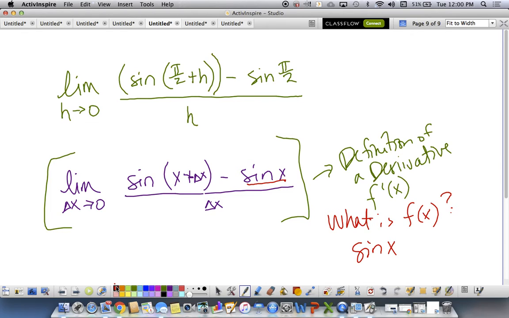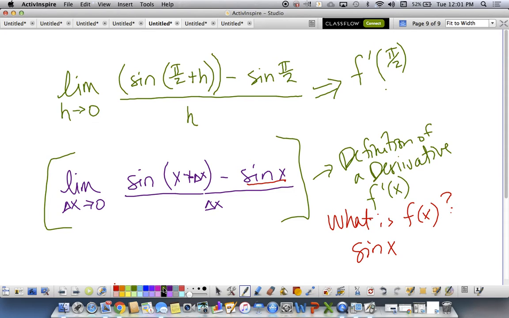Okay. The first one up here. What do you think they're asking for in the top problem? What's your f of x? Did it give you a specific x? Yes. Sine pi over 2. So in this problem, this is f prime of pi over 2. Okay? So what's the derivative? And then plug in the x.